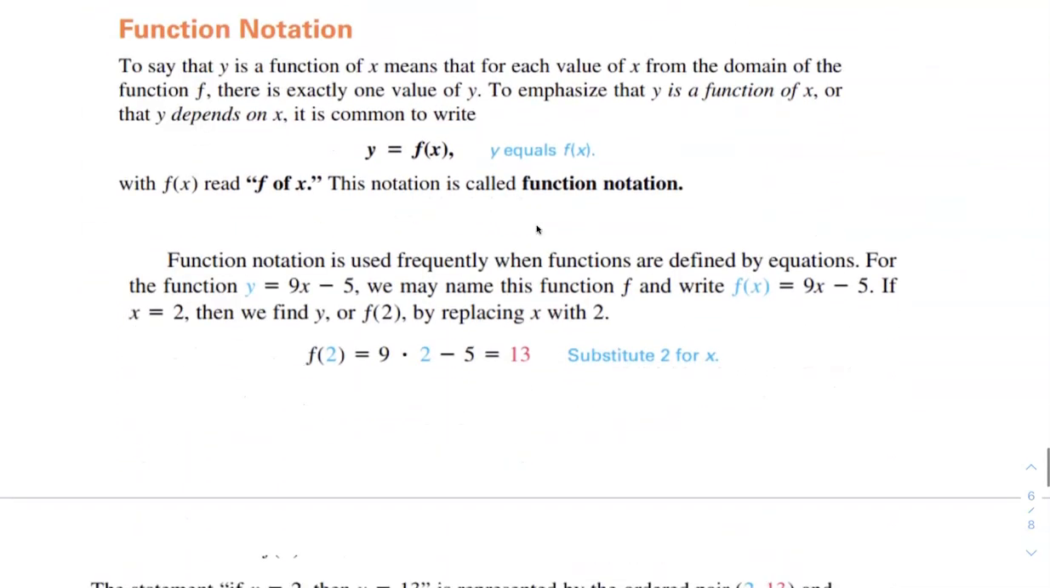Okay, the last thing we're going to talk about is function notation. In general, y is equal to f of x. They're the same thing, right? So you should know how to read this. When you see f of x, the notation is called function notation.